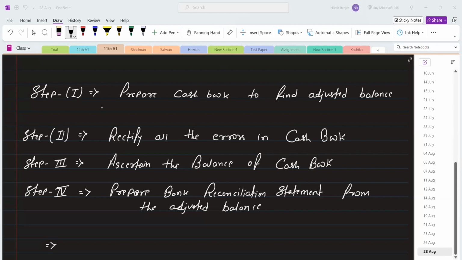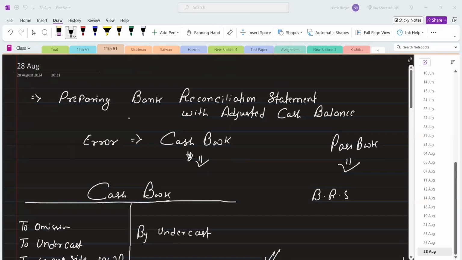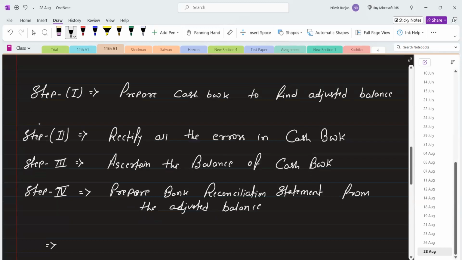Okay. I told you to write this. This is the heading: prepare bank reconciliation statement with adjusted cash balance. And then you have to write these steps. I've already written all these steps. Abdullah, you should also take the screenshot when you have completed all the theory part. Should I write this now? Yes, you should take the screenshot.